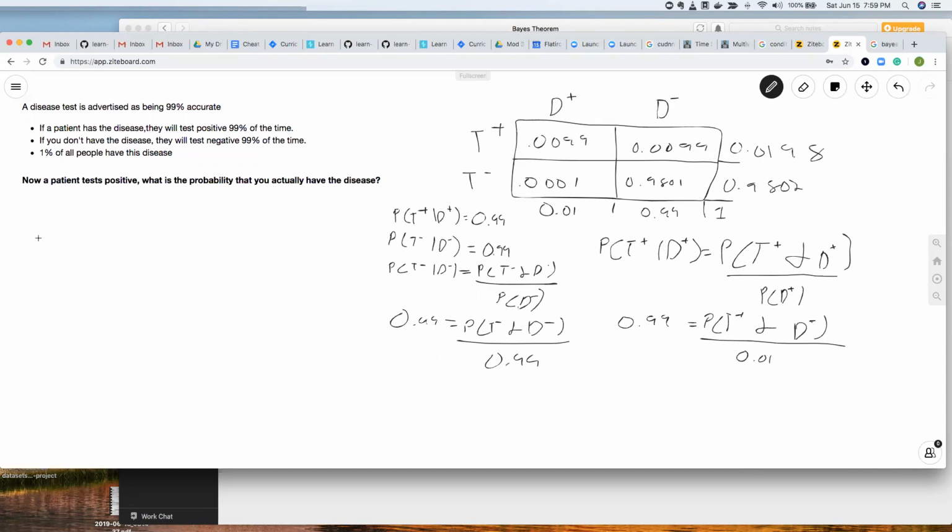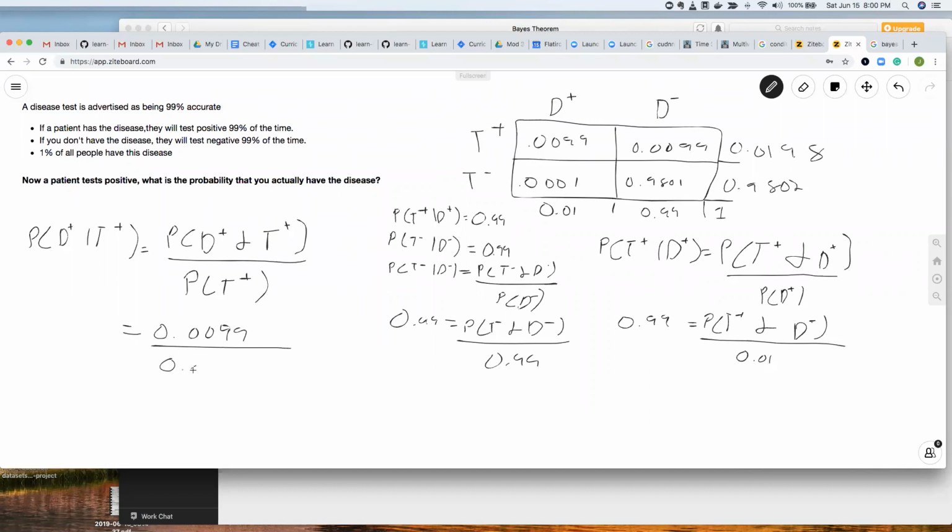So let's solve this problem now. We want the probability that you actually have the disease, given you've tested positive. So that would be D positive. I want the probability of D positive and T positive, and then I want the probability of T positive. Let's fill in what we know. D positive and T positive is this right here, 0.0099, over the probability of T positive, 0.0198. And this equals, I believe, 0.5, and it looks like it will.